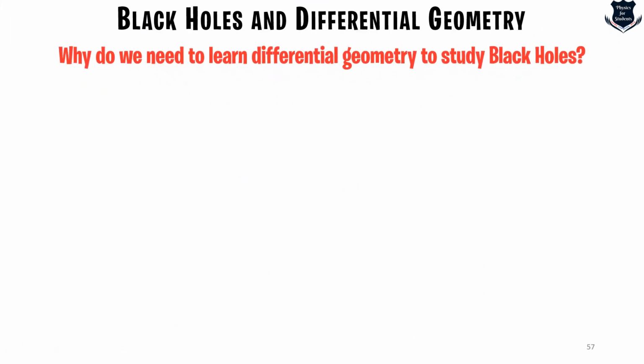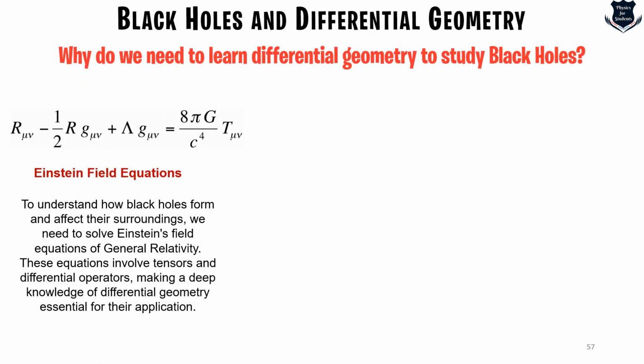Apart from that, what is also important is Einstein's field equation, because the entire warping of space-time, curvature, tensors, etc. deals with Einstein's field equation. And differential geometry is one of the most powerful tools, because without that you won't be able to understand Einstein's field equation.